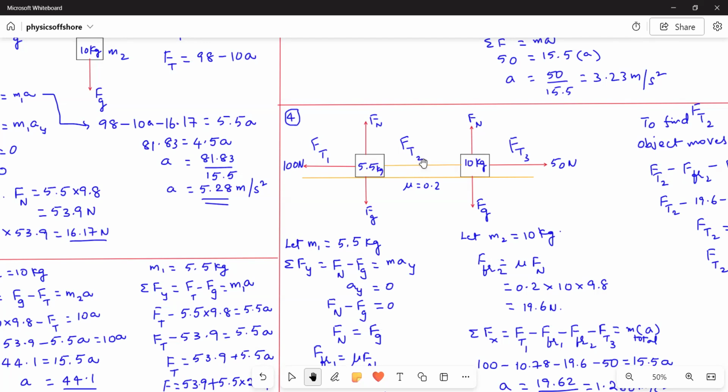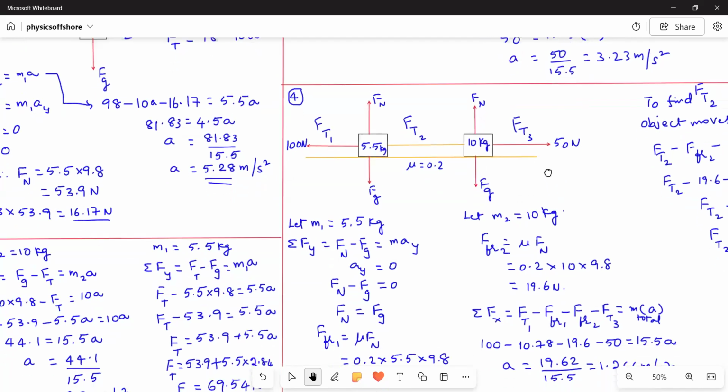This mass is connected to another mass. We will see how the tension is acting. Now take the second mass. For this, the 50 Newton tension is acting towards right. It is given in the question itself. And then Fn and Fg are acting vertically up and down. Fn is upwards and Fg is downwards.